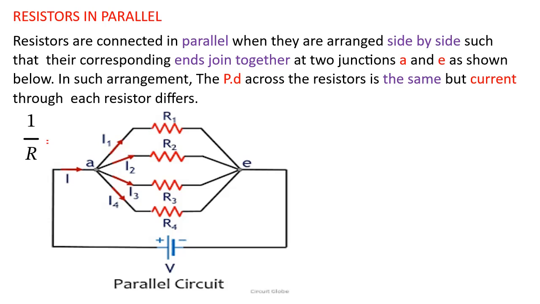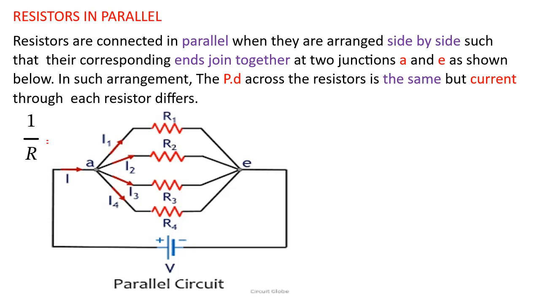but when it comes to the junction at A, it is divided: I1 goes to R1, I2 goes to R2, I3 goes to R3, and I4 goes to R4. The current splits, but when they come to A, they combine together. So you discover that the current passing through the resistors is different, but the potential difference across the resistors is the same.